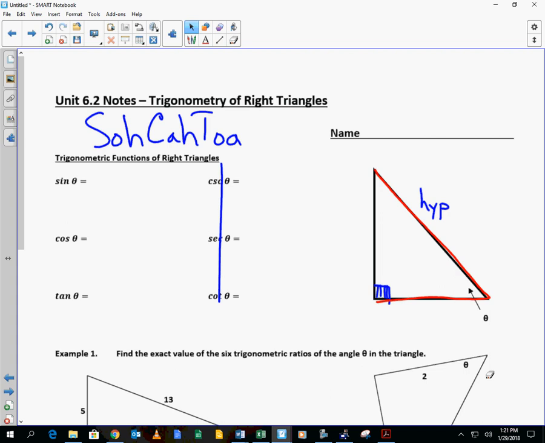So, when we talk about the adjacent side, and some of you already know this, but some of you never really figured this out. Okay? How do we determine the adjacent side? The adjacent side is next to the angle. It helps form the angle. The word adjacent means next to. And so this is adjacent.